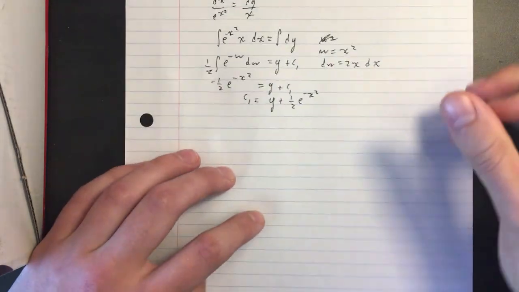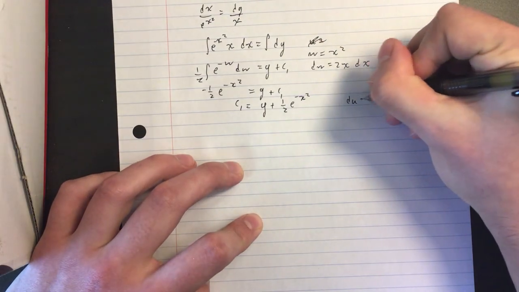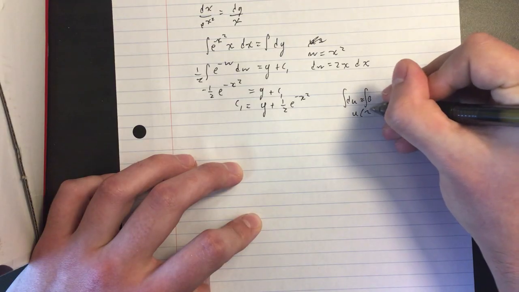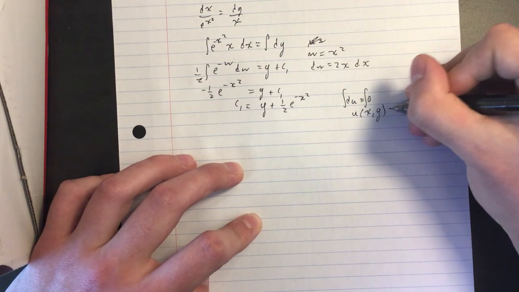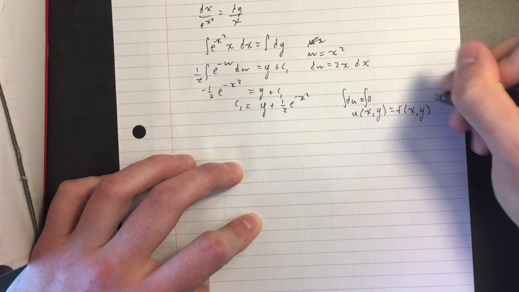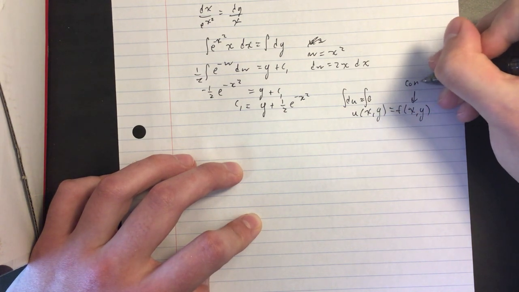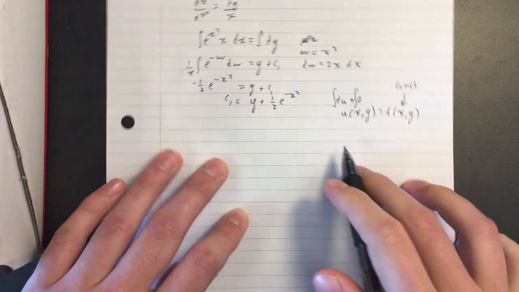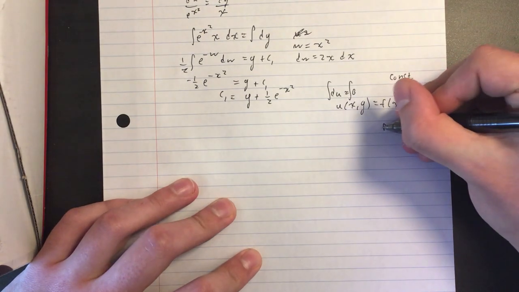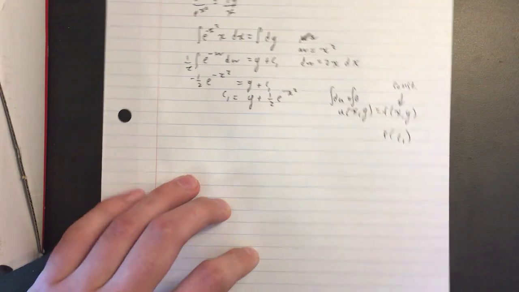Now our other condition was du equals 0. From here we just get u of x, y equals a function of x, y. This is our constant term because we integrated with respect to u instead of x or y, so it can be a function of x and y. And it will be, in fact, a function of c1.